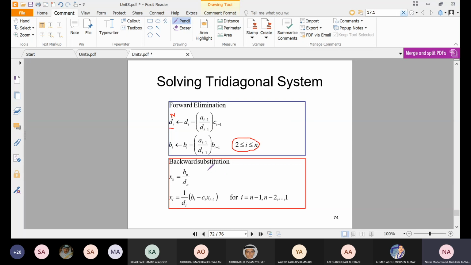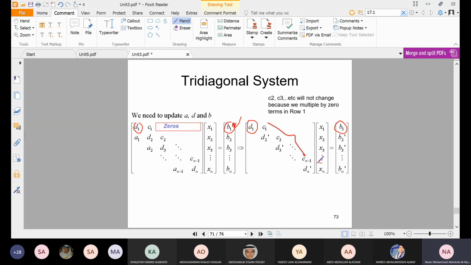And back substituting: if you do back substitute here, this will be the last one. If we have, for example, a 4 by 4 matrix, the last coefficient will be x4. So you start from n, because here it is easy. You can see this is xn. xn is easily equal to bn prime over dn prime. So we start from this one. After that, back substitute. So xn equals bn prime over dn prime.